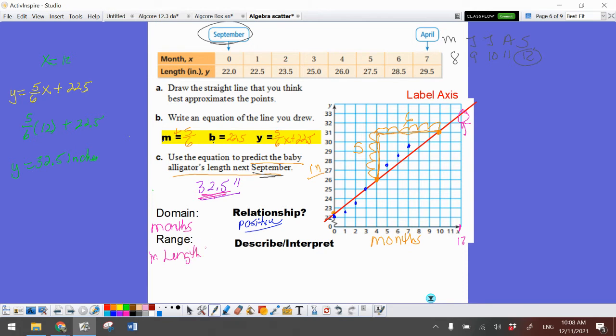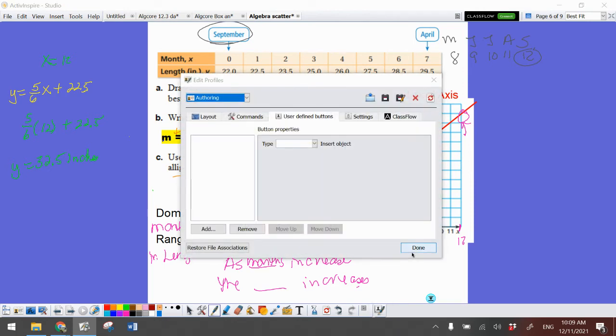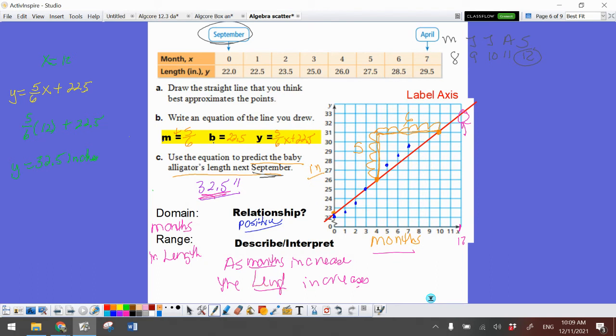Okay. And we have to describe or interpret. So when we do that, as blank increases, because we know that they're both going up, the blank increases because these are both going up. So what comes first? Well, months come first. So as the months increase or the months go by or as time passes, what's happening? The length increases. So the alligator's getting bigger.